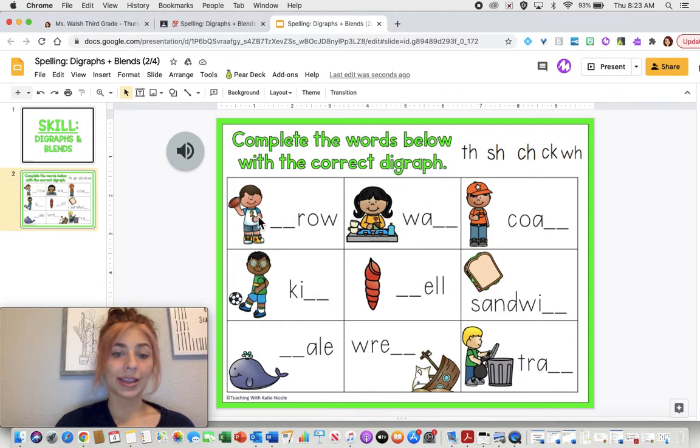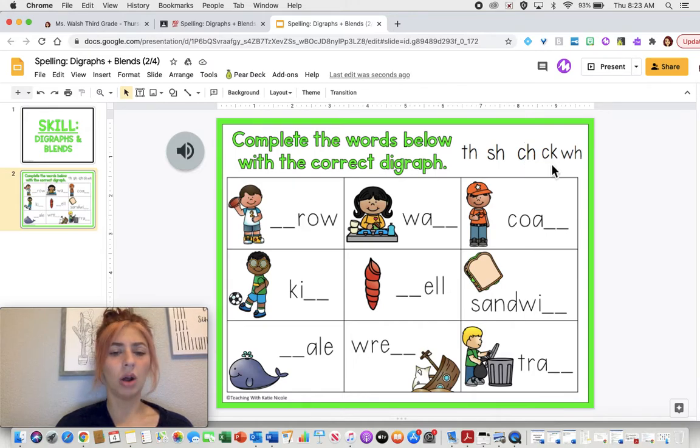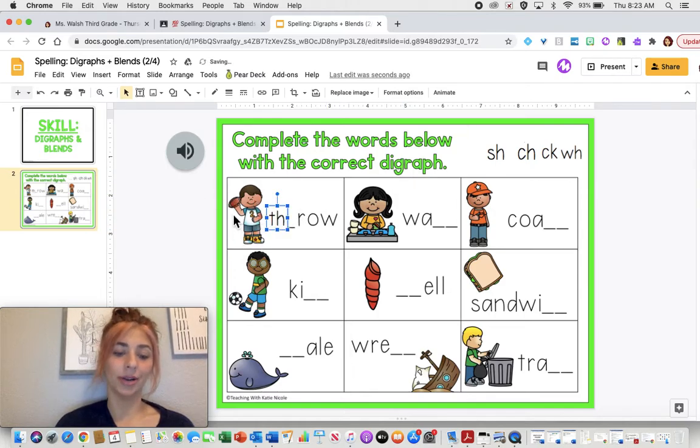So you're looking at the picture, what's happening in the picture. Oh, if I take a digraph over here, will it make sense? Like shrow? No. Tro? No. Crow? That's not how you spell crow. Row. No, that's not how you spell row. Throw. Oh, yes. And so then I would click and drag it over here. And I can see he's trying to throw a football. So keep that in mind while you are doing that job.